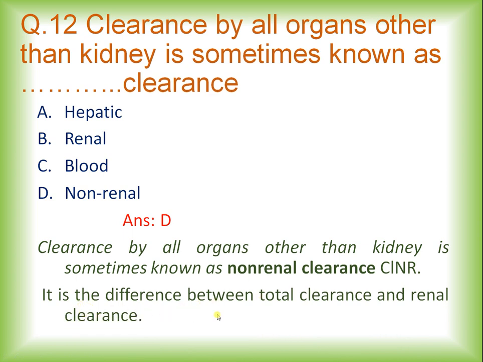Now it is the difference between the total clearance and renal clearance. So if you want to calculate the non-renal clearance, you have to take the difference between the total clearance, that is CLT, minus CLR.